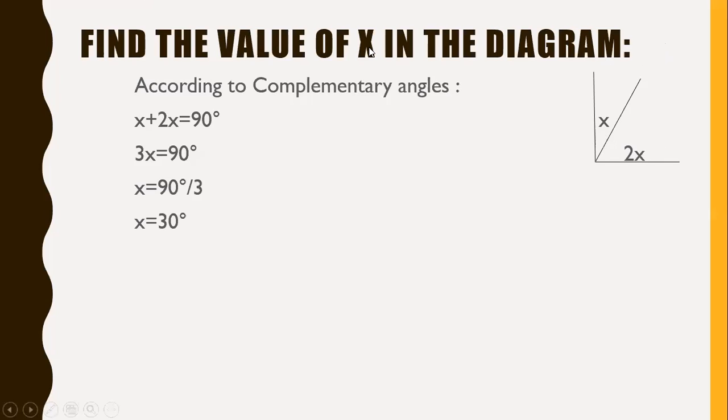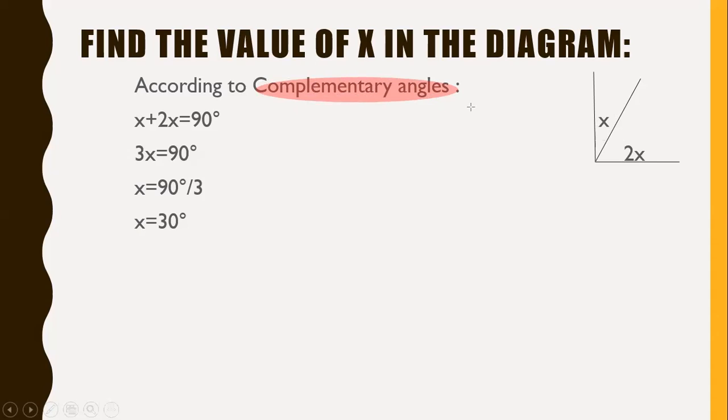Okay, how can we find the value of x? From the diagram, it's clear that the sum of these two angles is equal to 90 degrees. So, first of all, I can give the reason: according to complementary angles. Okay, according to complementary angles. Why have I written that? Because here you can see that these two angles give the sum of 90 degrees. So I can say, according to complementary angles.